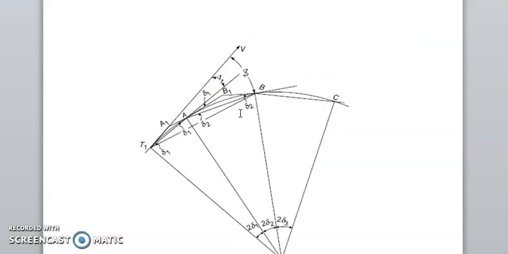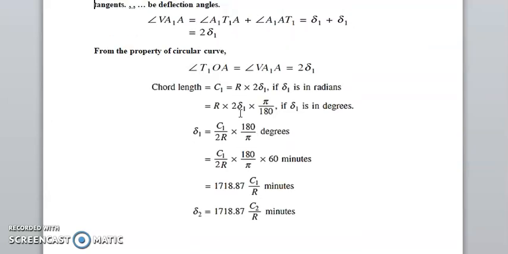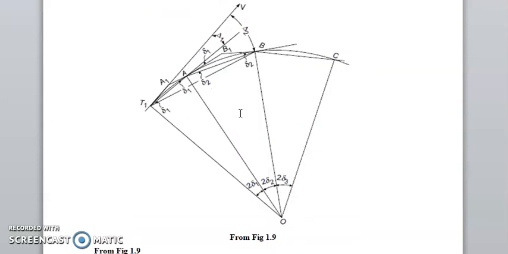So delta 1 equals 1718.87 C1 by R minutes, and delta 2 equals 1718.87 C2 by R minutes. This is the figure. We will find the angles 2 delta 1, 2 delta 2, and so on, and from this figure we can find them out.